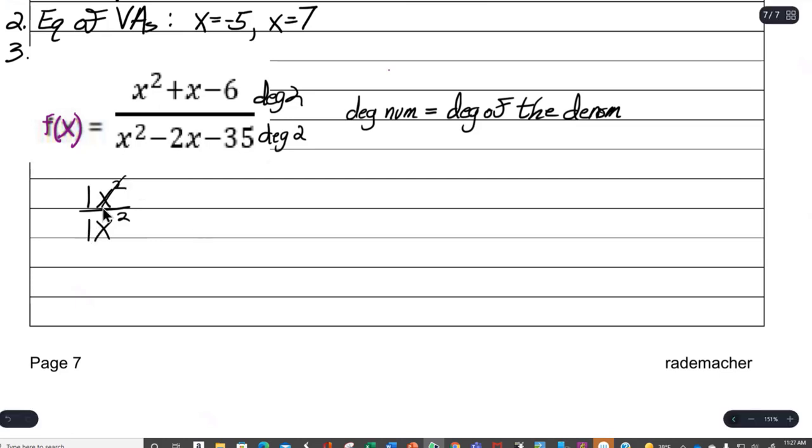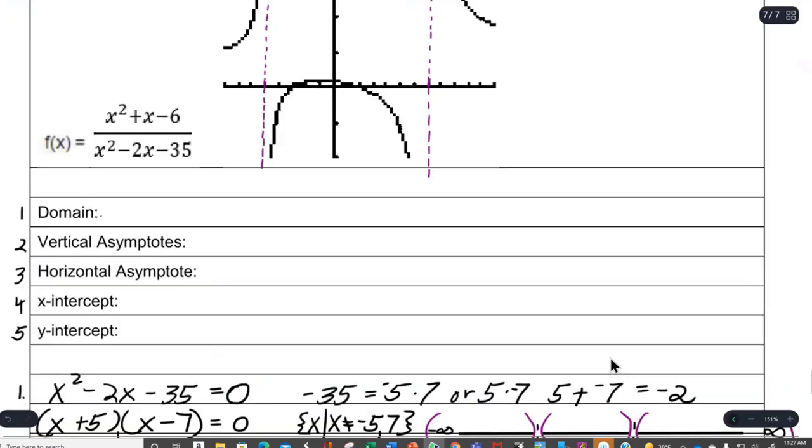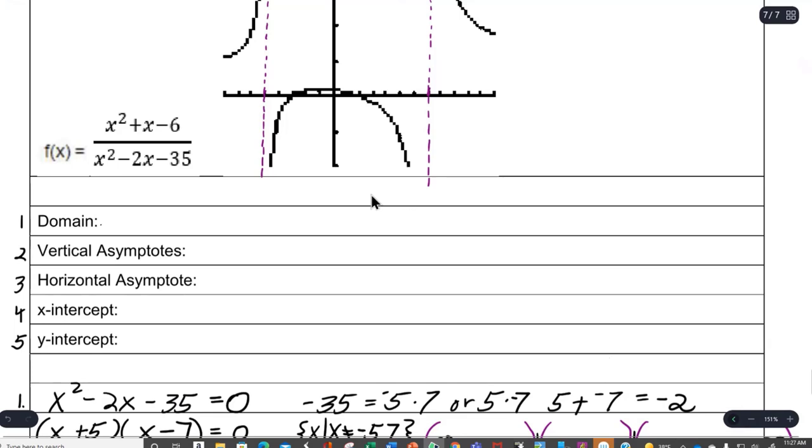Now, cancel out the x squares. We're left with 1 over 1. So the horizontal asymptote is not just 1, but y equals 1. It's a horizontal line. Let's go find y equals 1. It's not the x-axis this time. There it is.